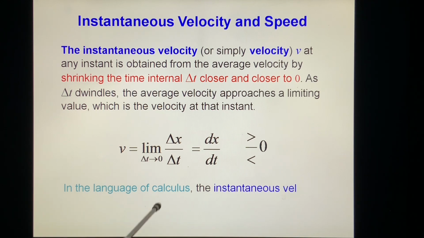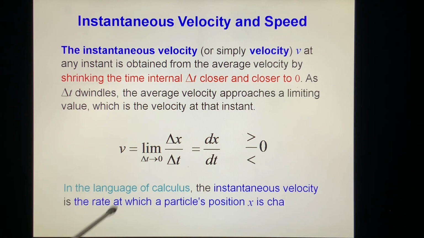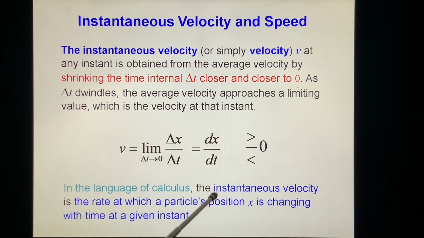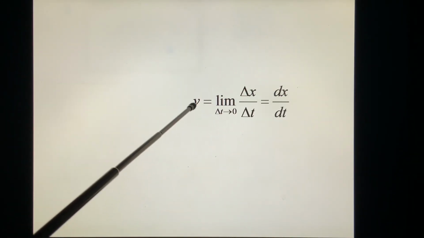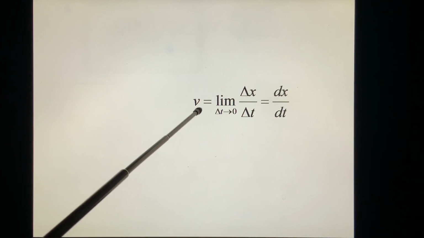In the language of calculus, the instantaneous velocity is the rate at which a particle's position x is changing with time at a given instant. Let me repeat it. The instantaneous velocity, v, is the rate at which a particle's position x is changing with time t at a given instant. That's the definition of instantaneous velocity, or velocity.